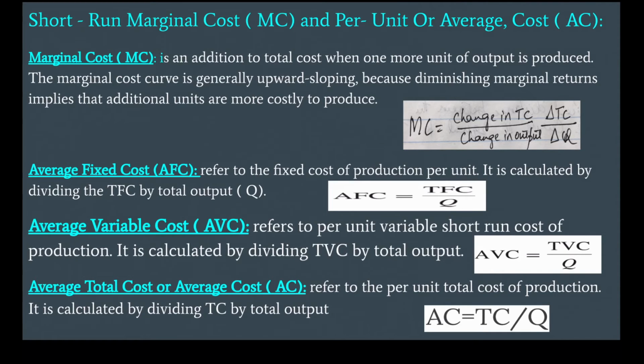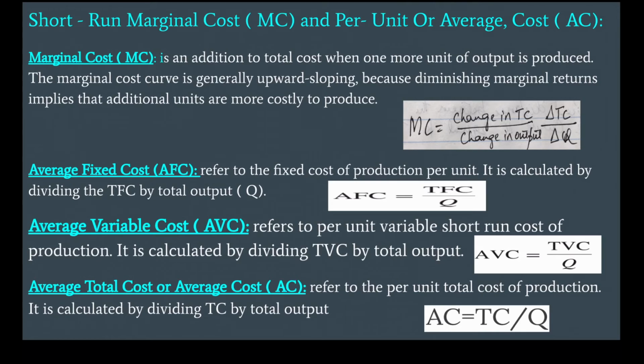Short-run marginal cost, that is MC, and per unit or average cost, AC. Marginal cost is the addition to total cost when one more unit of output is produced. The marginal cost curve is generally upward sloping because diminishing marginal returns implies that additional units are more costly to produce. Average fixed cost refers to the fixed cost of production per unit. It is calculated by dividing the TFC by total output Q. AFC is equal to TFC over Q.